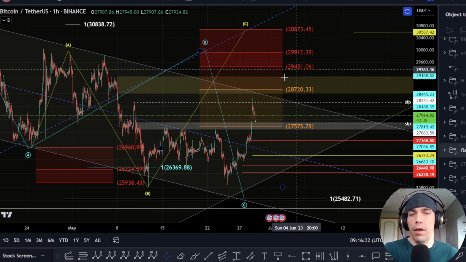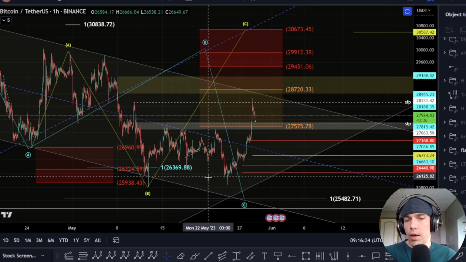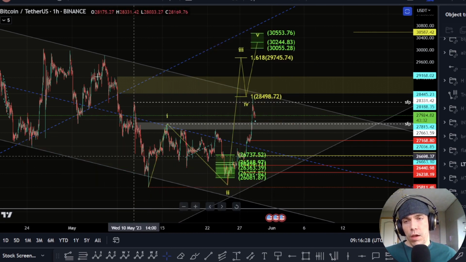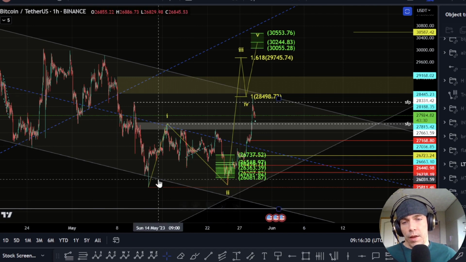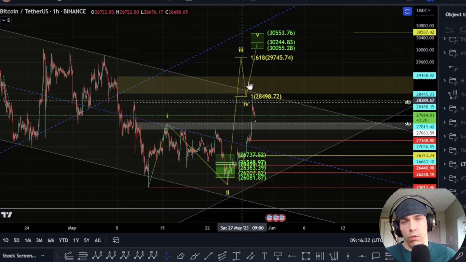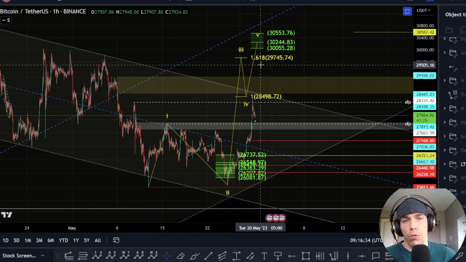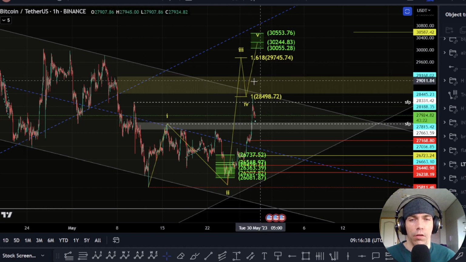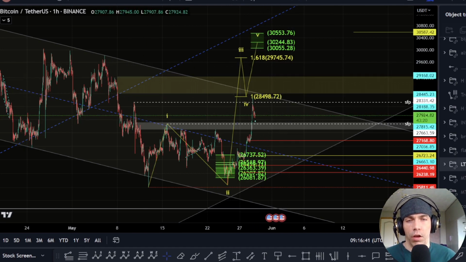Now, the problem that I have with this, looking at this lower level here, is that if we throw on the count that we'd be using here for looking at this as a bigger flat, we have this as a 1-2. So this third wave would typically move up here towards this 1.618, which is already higher than this level. So that truncation in that C wave becomes less probable.